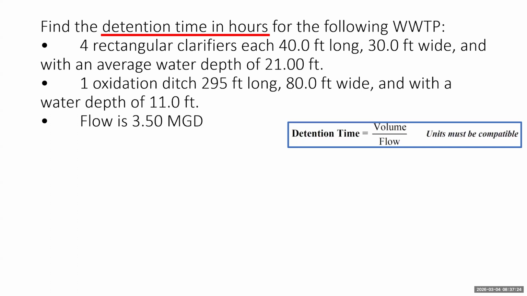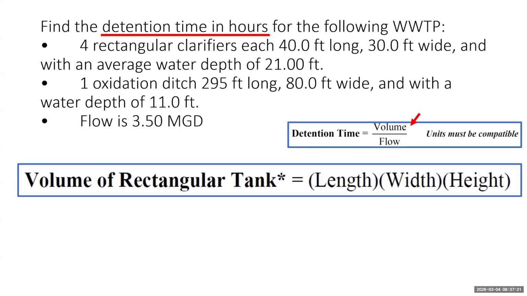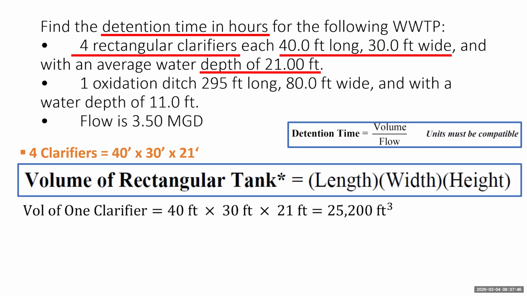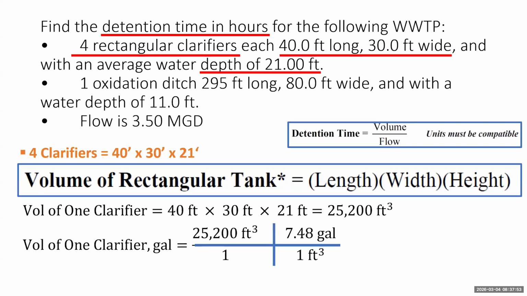So what are we going to start with? Let's start with volume. So to calculate volume of a rectangular tank, we look at the equation sheet and we find that volume of a rectangular tank is length times width times height. So let's start there, right? We've got 4 clarifiers that are 40 feet by 30 feet by 21 feet. So we can do that math quickly and we get 25,200 cubic feet. That's 1 clarifier, right? So now we have to multiply that. Oh, I'm getting ahead of myself. We're going to go ahead and convert the units. We're going to go ahead and make these gallons.